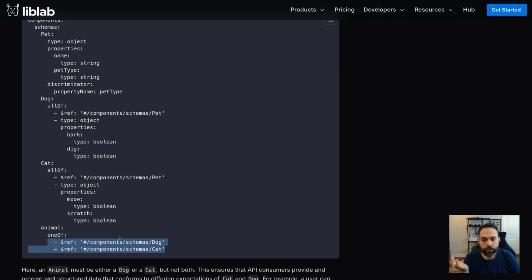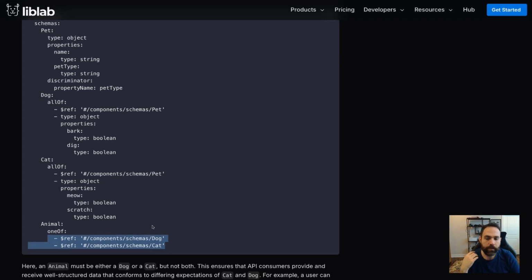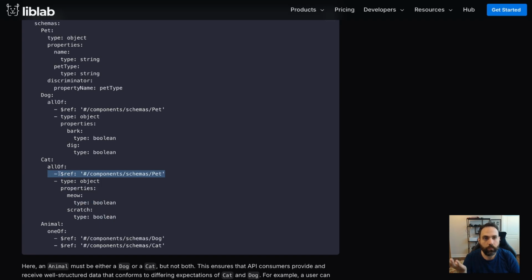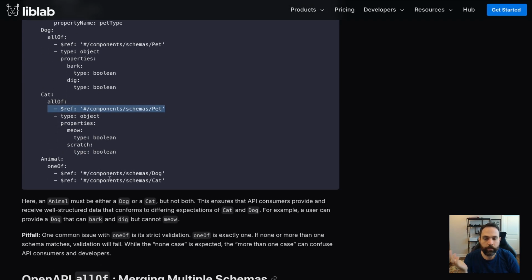So what that means essentially is that I cannot pass to animal an object that has meow, scratch, and bark, dig. It has to have either bark, dig, or meow, scratch, and also be a pet regardless. And that's how oneOf works. It makes sure that I'm not passing in a schema that has more than what is expected.